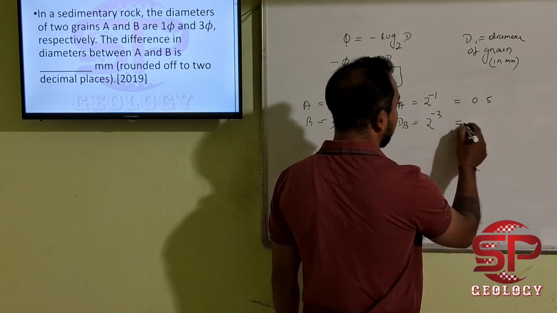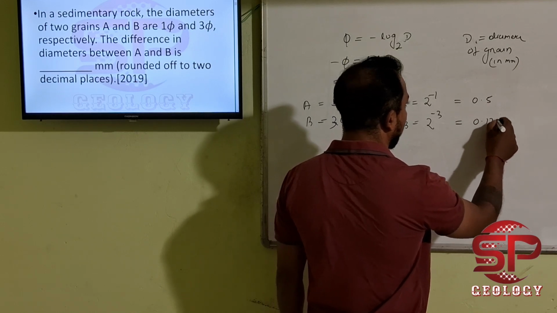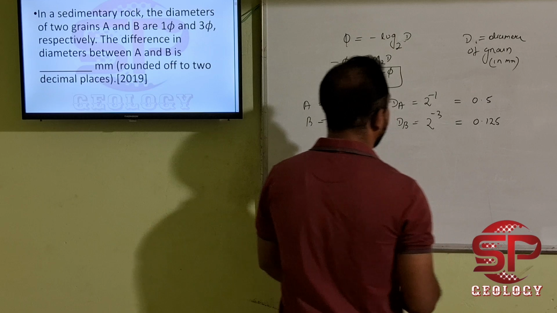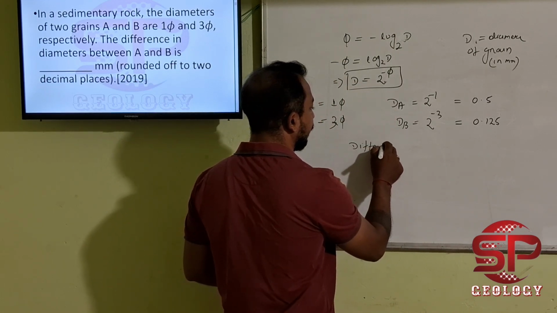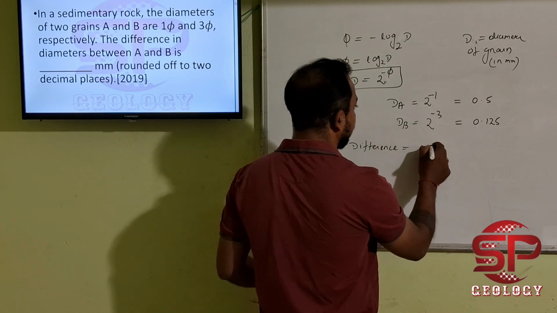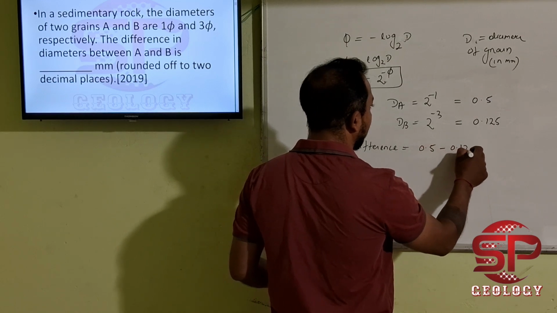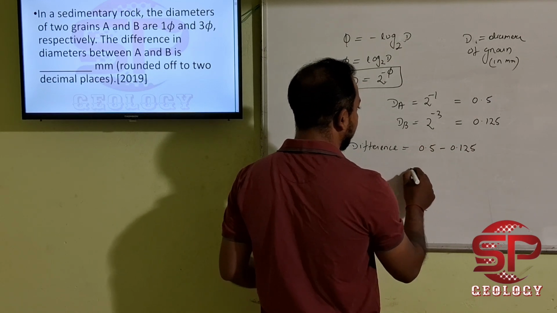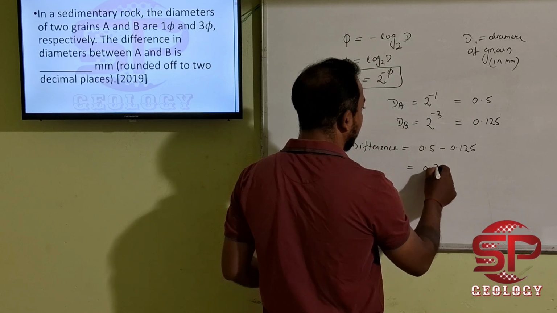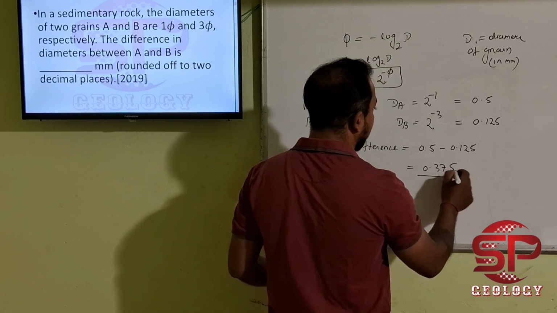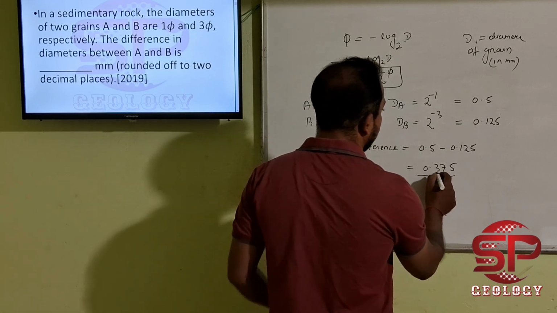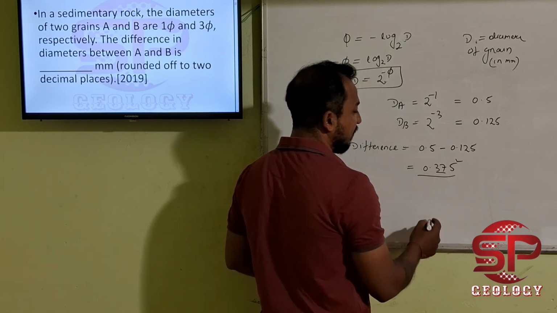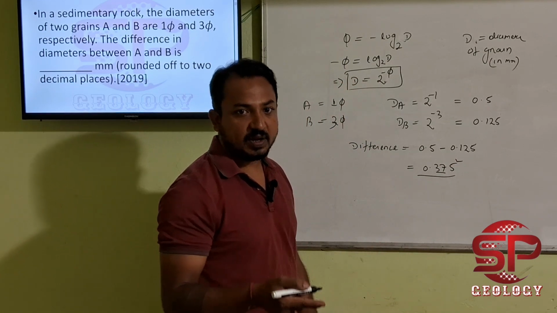And this one is 0.125. So I have to take the difference. So the difference will be 0.5 minus 0.125, which is 0.375. So we have to round up to 2 decimals. After 2 decimals, a 5 is present, so we have to round up.